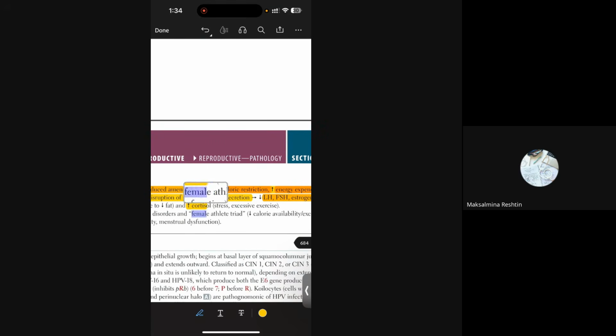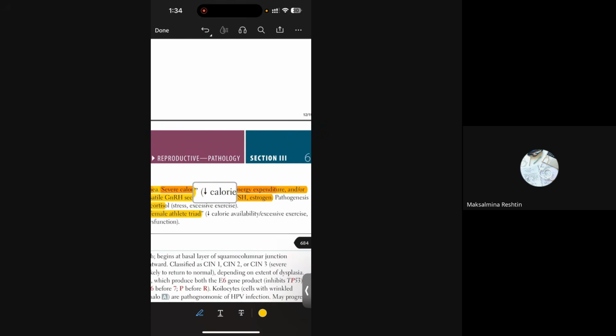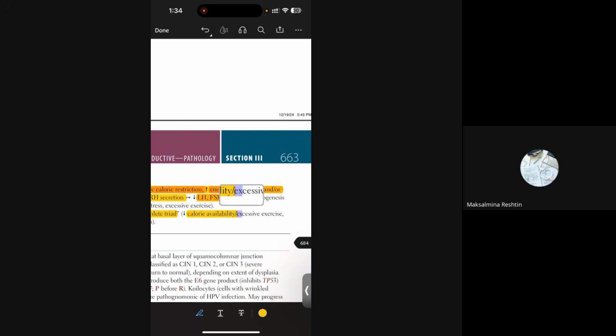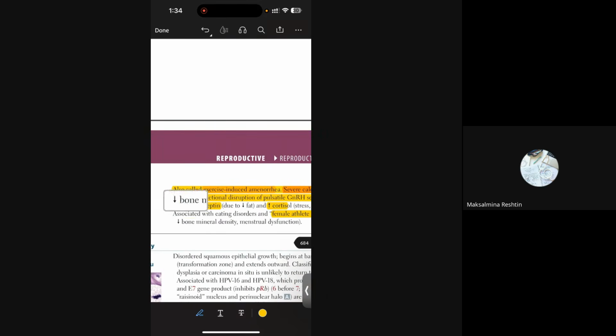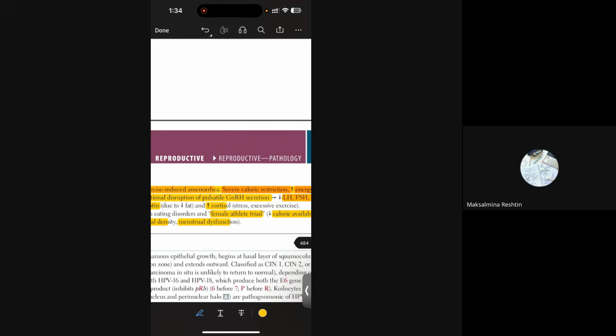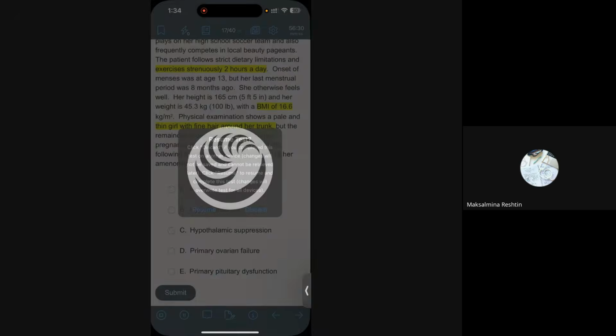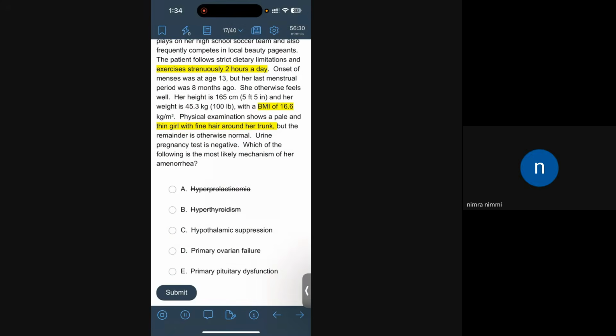This is called female athlete triad. Calorie availability is less and exercise excessive. Bone mineral density is also going to be less. Menstrual dysfunction is also present. We are going to see a disruption in the pulsatile GnRH secretion. GnRH is secreted from where? From hypothalamus, pituitary, or ovaries? Hypothalamus. So what will be the answer here? C, hypothalamic secretion.